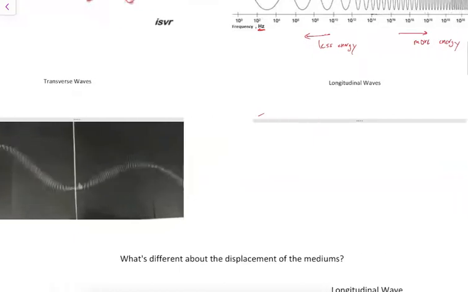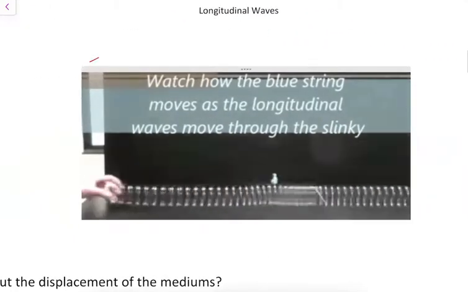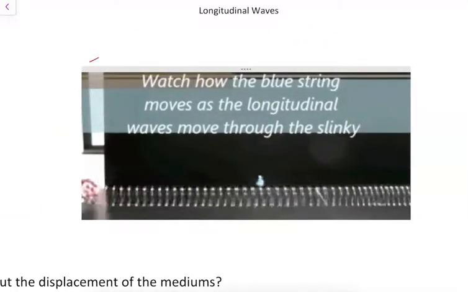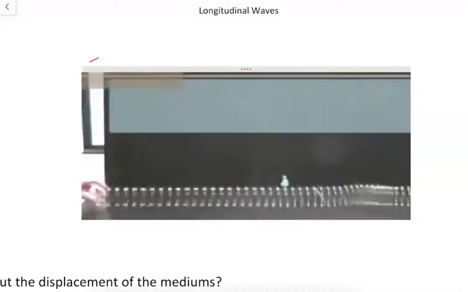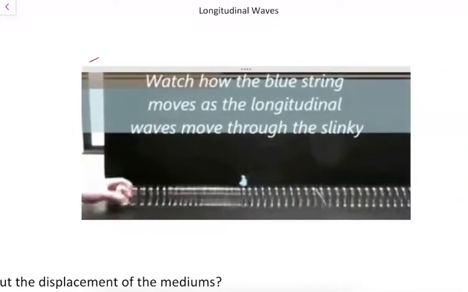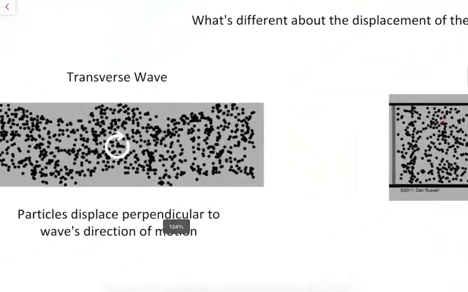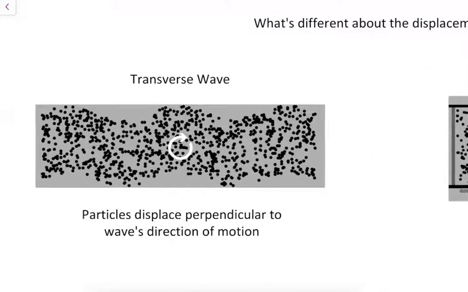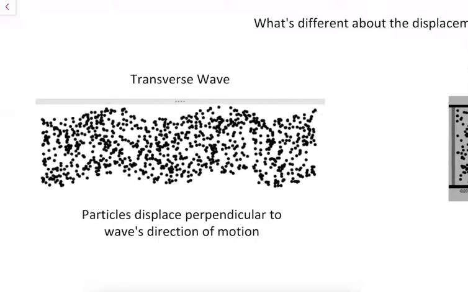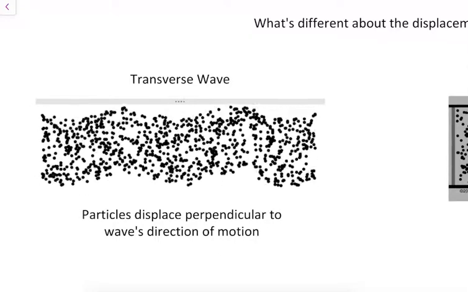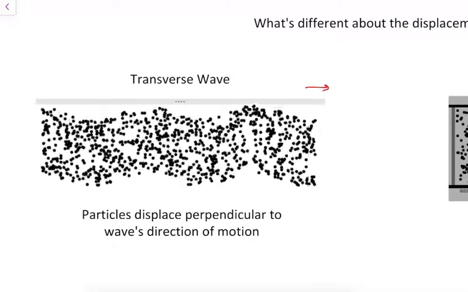A longitudinal wave looks more like this, and you can watch how the blue string in the middle is moving through the slinky. So this is a wave as well, and the particles are moving differently. How are they moving differently? Well, transverse waves have particles that move perpendicular to the wave's direction of motion. It's kind of hard to see sometimes, but this is the wave's direction of motion. So, direction.